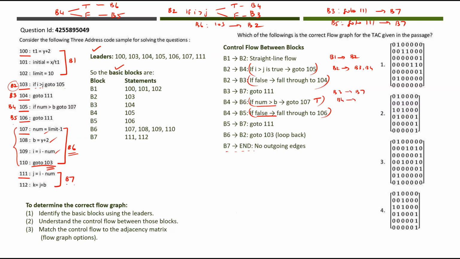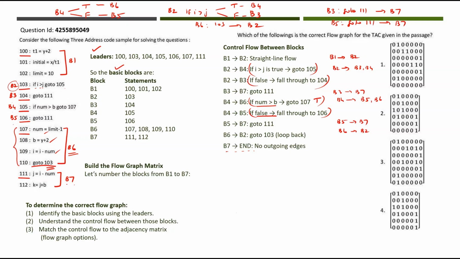B4 is moving to B5 and B6 based on the conditions true or false status. B5 is moving to B7. B6 is moving to B2. B7 has no movement. It is just moving to the end.